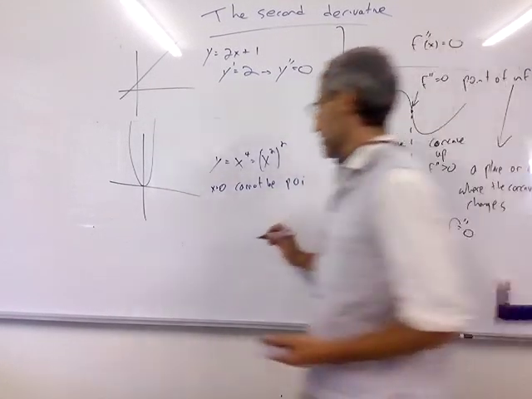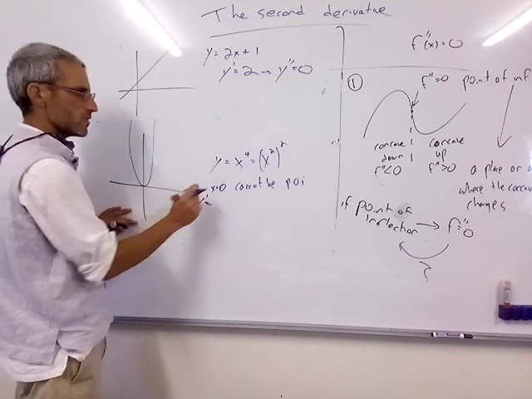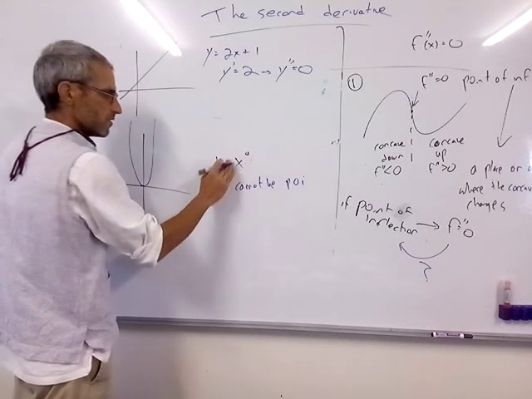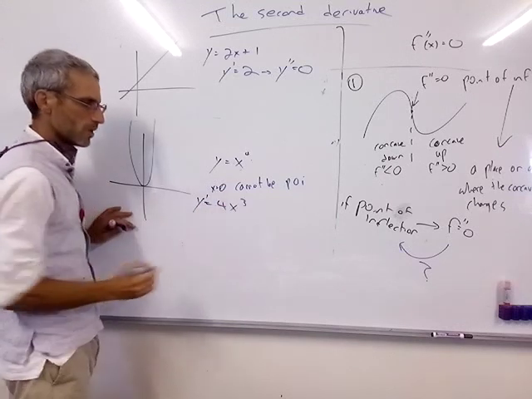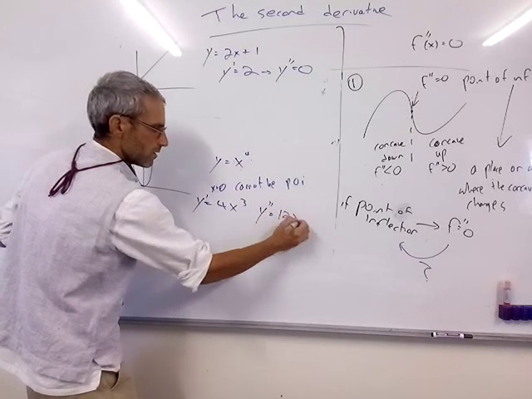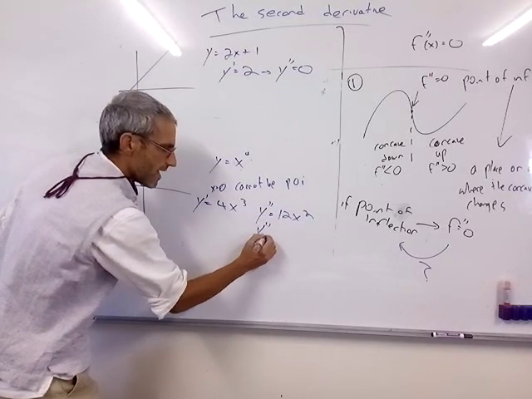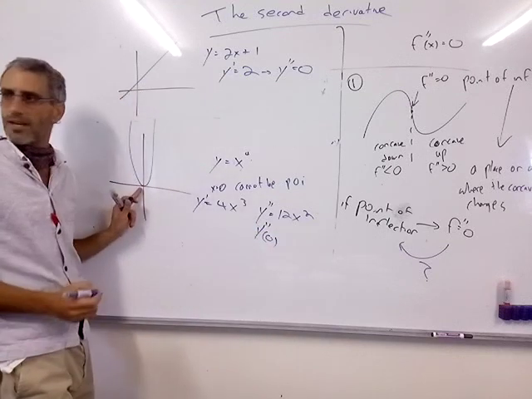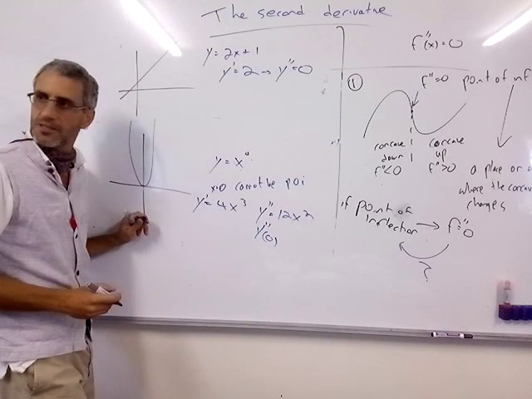All right, let's try that. So the first derivative, what will be the first derivative? y equals x to the power 4, so 4x to the power 3. The second derivative, 12x squared. But now let's find out the second derivative when x equals 0, because that's the point I'm interested in. So I need to put 0 now instead of x.